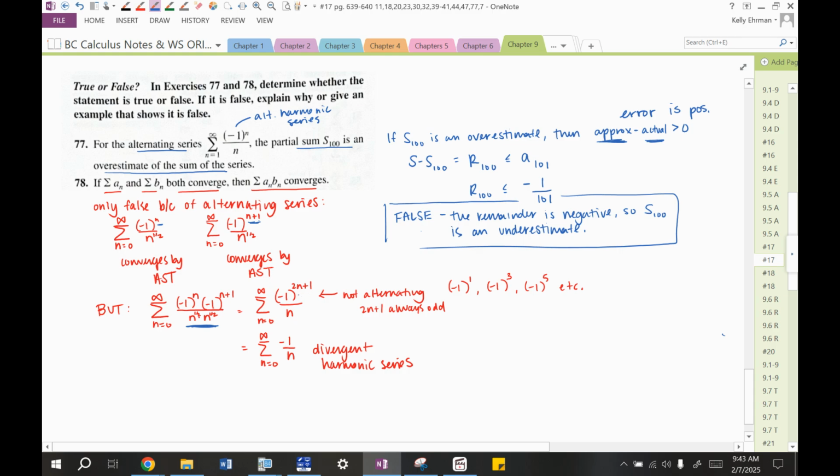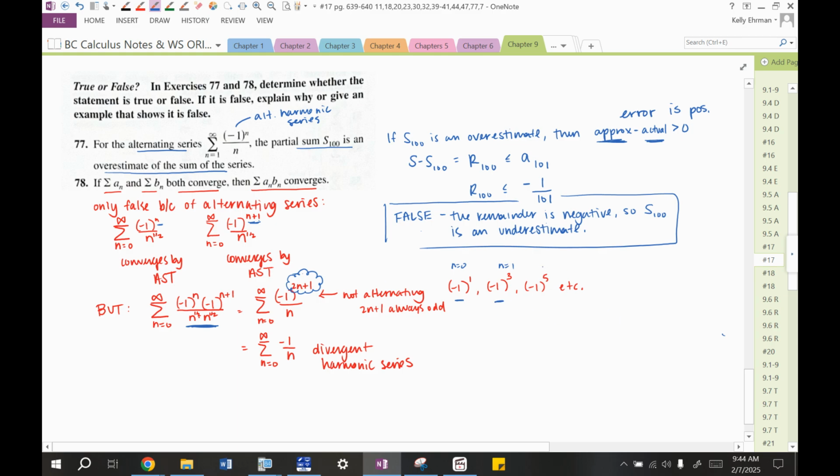And at first glance, it's like, oh, this is the alternating harmonic series. So that's alternating. But this is where I said, be careful. 2n plus 1 is not actually alternating. So if you have something other than n, or n plus 1 or n minus 1, if you have some other number in there, double check what's happening. 2n plus 1, if you plug in n equals 0, you get -1 to the first. That's negative. If you plug in n equals 1, you get -1 to the third. That's negative. So we're already not alternating.